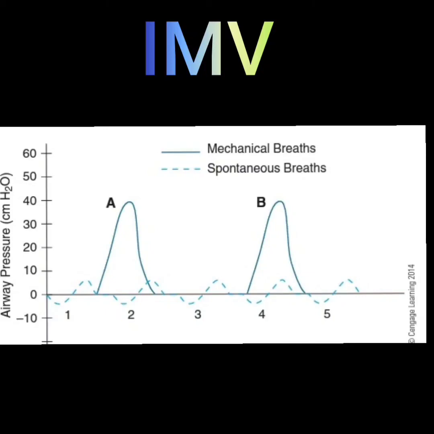Here we can observe that at the mechanical breath B, the patient is having spontaneous expiration. So when the patient is in expiration, the ventilator is delivering a mechanical breath. This is called dysynchrony between the mechanical breath and the spontaneous breath. To avoid this, another mode has been created, that is, the synchronization of spontaneous and mandatory breaths. This mode is called synchronized intermittent mandatory ventilation.